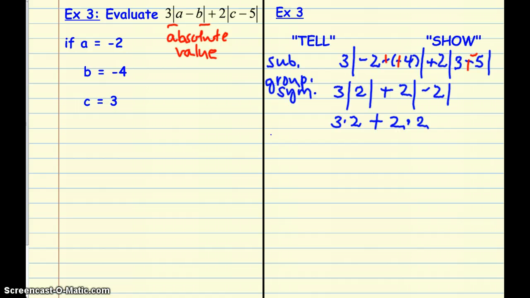So from here we're going to do our multiplication, because multiplying and dividing come before adding and subtracting. So we have 6 plus 4, and then all we have left to do is add. So 6 plus 4 is 10.